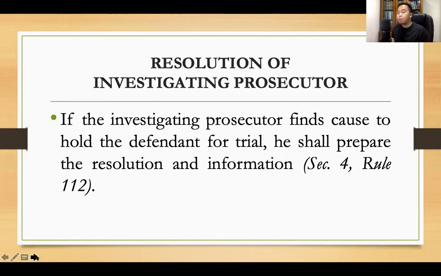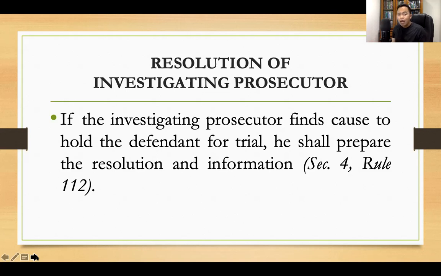After the submission by the parties of the complaint affidavit and the submission by the defendant or respondent of the counter affidavit, if the complainant wishes to file a reply affidavit, that can also be allowed by the investigating prosecutor. And then the last affidavit to be filed is what? A rejoinder or a reply affidavit. So, complaint affidavit, counter affidavit, reply affidavit, and then rejoinder affidavit. Sorry, reply affidavit and then rejoinder. So that is the order.